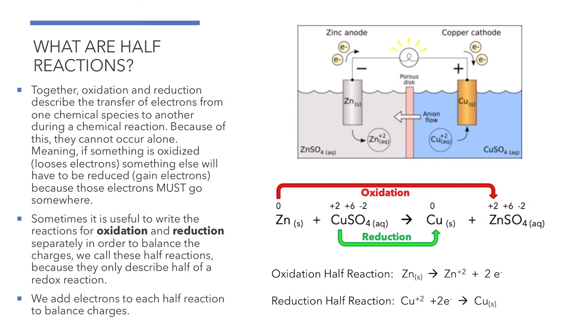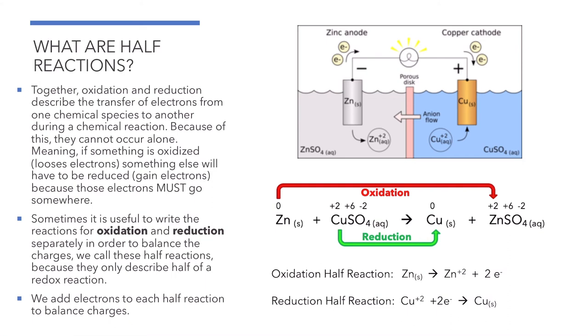Sometimes it's useful to write the reactions for oxidation and reduction separately in order to balance the charges. We call these half reactions because they only describe half of a redox reaction. When we balance these, we're balancing them for charge, and we're using electrons to do that.